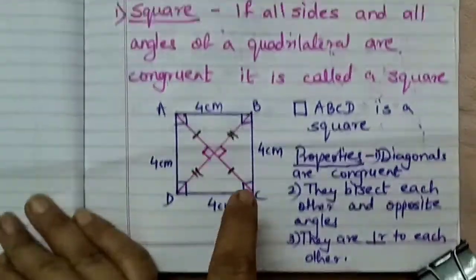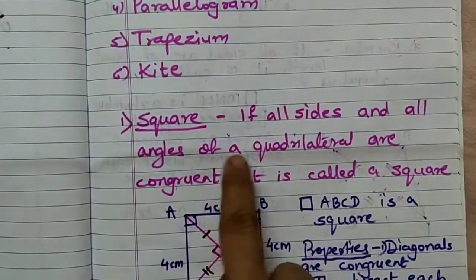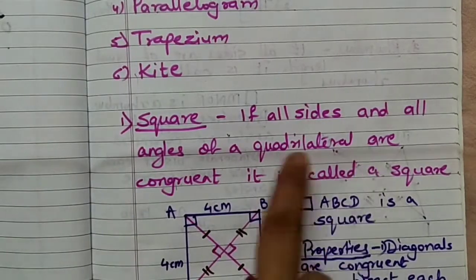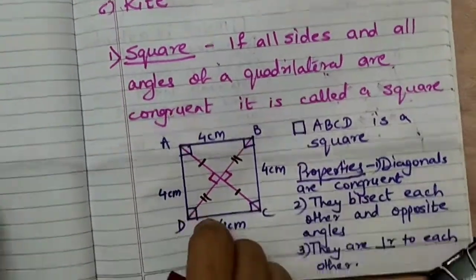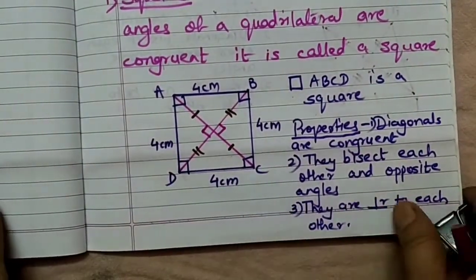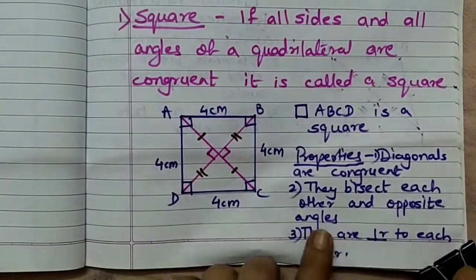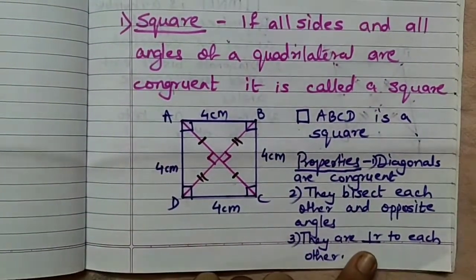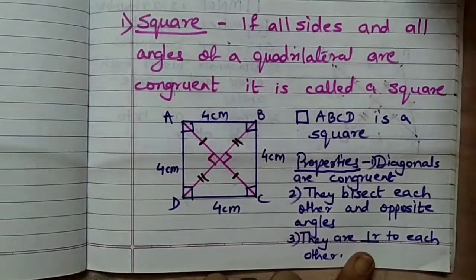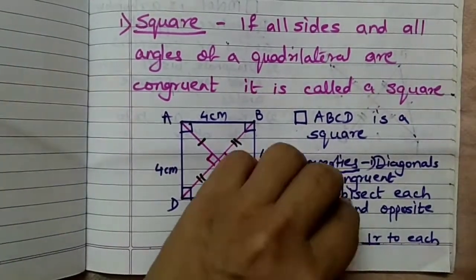So we studied about the square. What is a square? If all sides and all angles of the quadrilateral are congruent, it is called a square. And what are the properties of the square? The diagonals are congruent, they bisect each other and the opposite angles also, and they are perpendicular to each other. These are the properties of square.